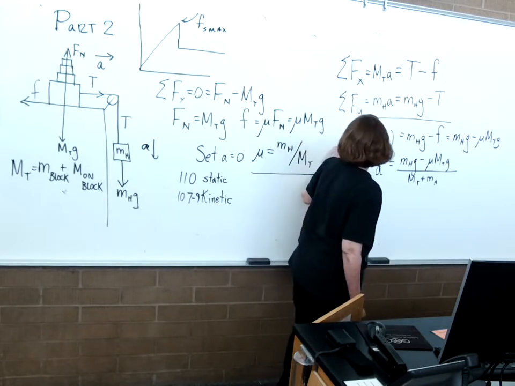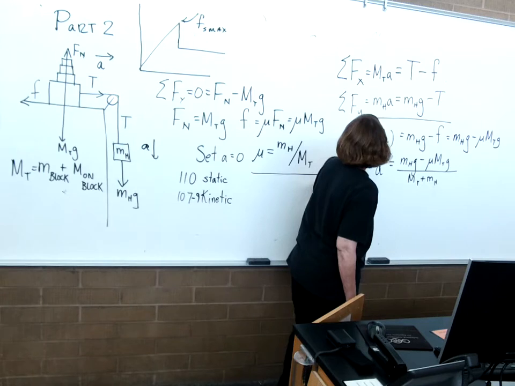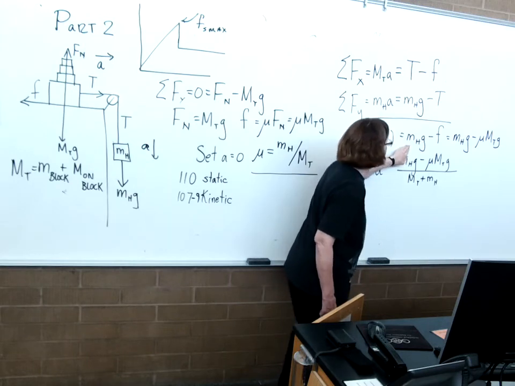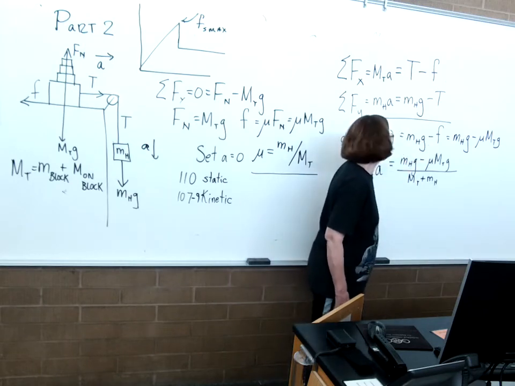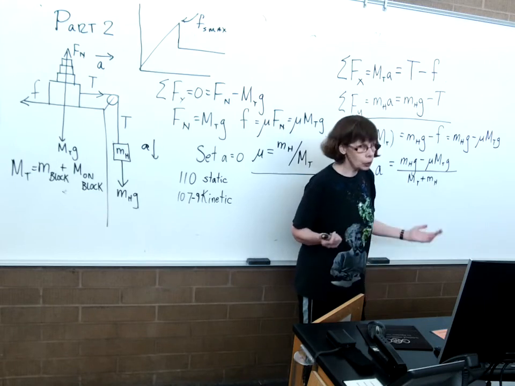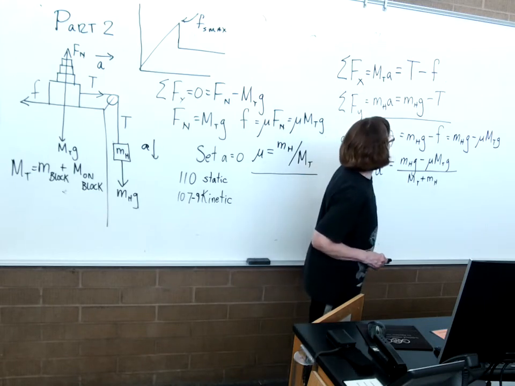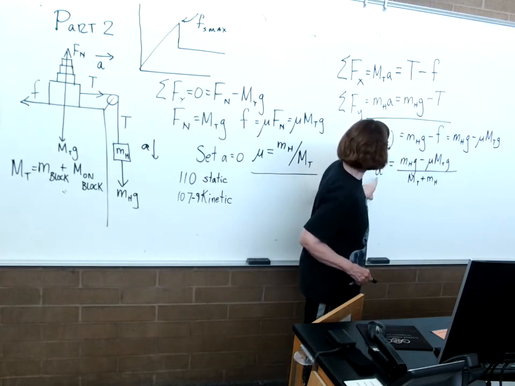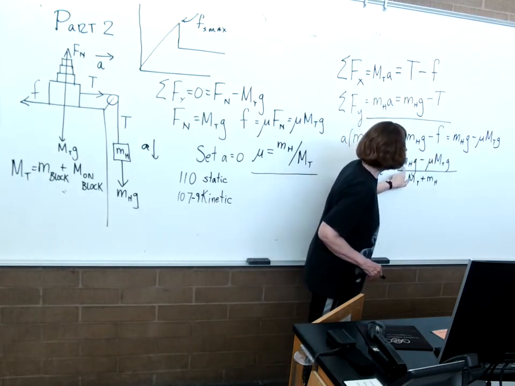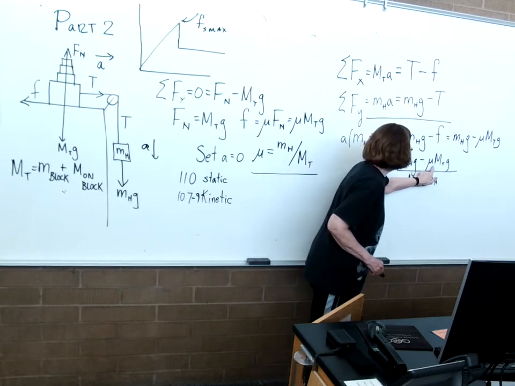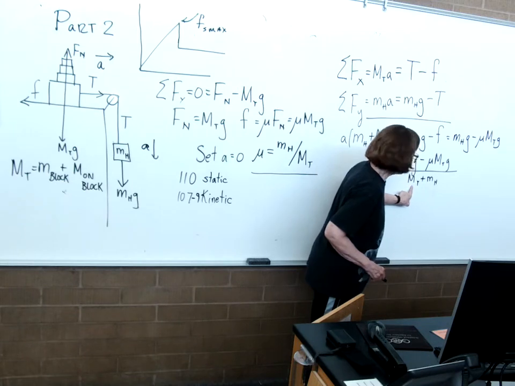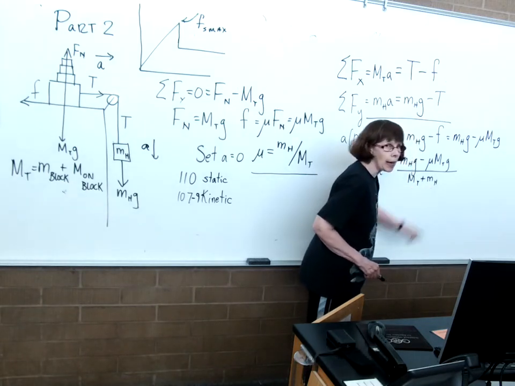So then, the acceleration times the hanging mass plus the total mass of the block and everything on it would be equal to the hanging weight minus friction. We cancel out the tensions, we're assuming they're equal. So in that case, the acceleration then is the hanging weight minus friction over the mass of the block and everything on it plus the hanging mass.